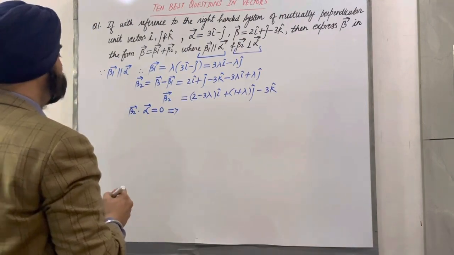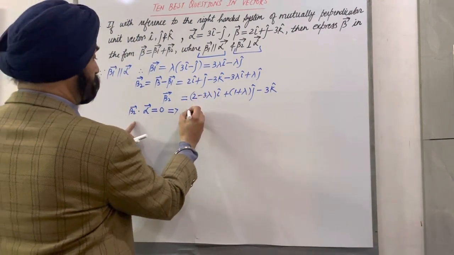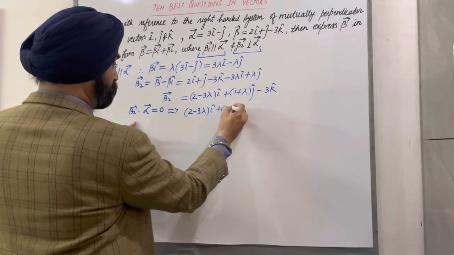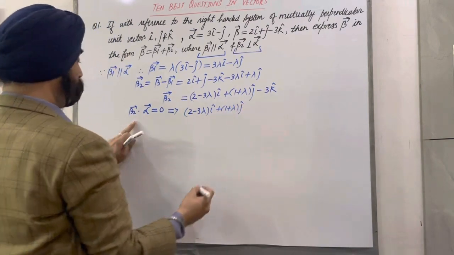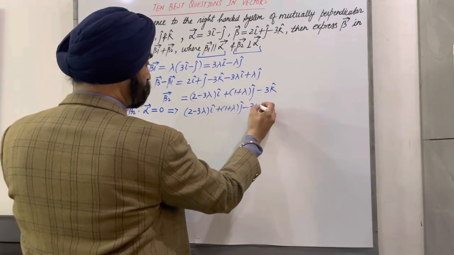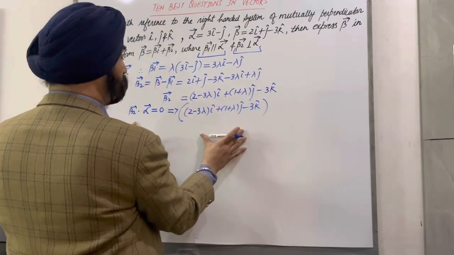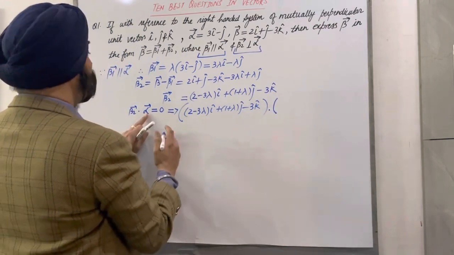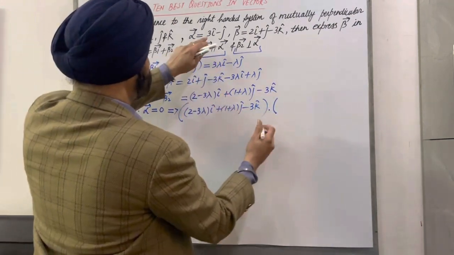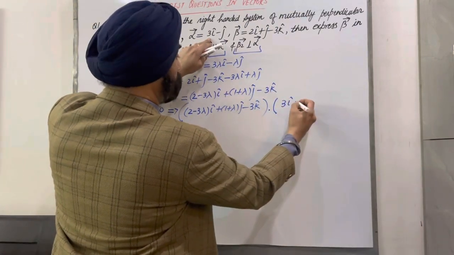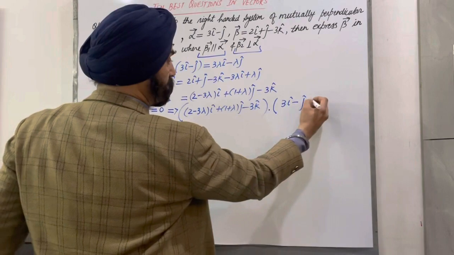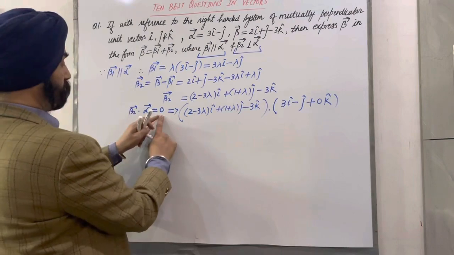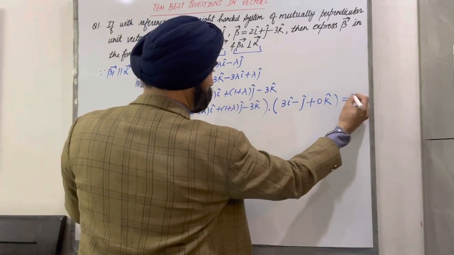If we utilize this information for beta 2, I have the ready vector: 2 minus 3 lambda of i cap plus 1 plus lambda of j cap minus 3k cap. I keep it in a bracket. This is beta 2. Its dot product with alpha vector. Alpha vector is already defined as 3i cap minus j cap. There is no term of k cap, so for clarity of thought, I can write 0 k cap, and we have the other side as 0, so I can write 0 here also.